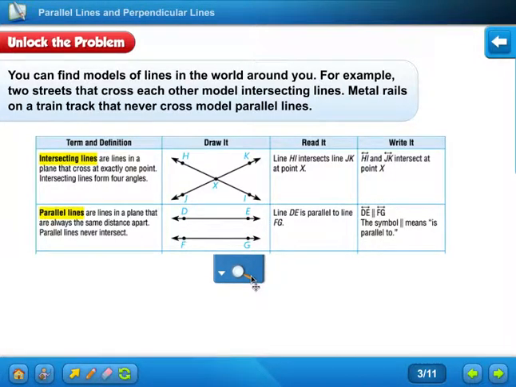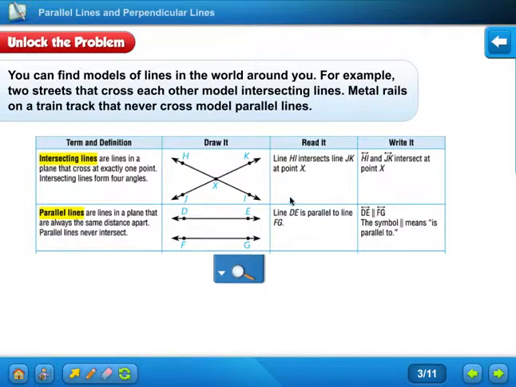Next one, parallel lines. I have a little trick for these. Parallel lines are lines in a plane that are always the same distance apart. Parallel lines never intersect. How I remember these, if you see these are two lines, they'll just keep going. They never will cross. This one up here crossed. These two never cross. I remember it like the L's right here. These L's, if they just kept going straight up or straight down, they would never cross. So parallel lines are two lines that never cross.